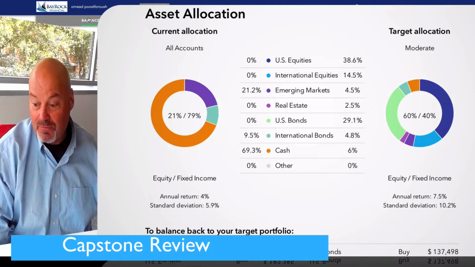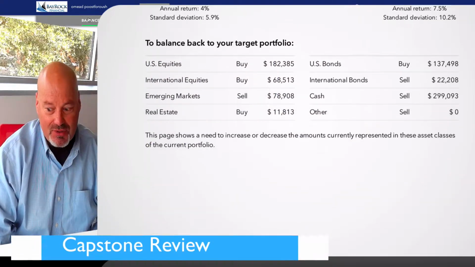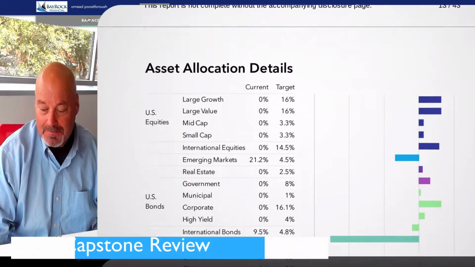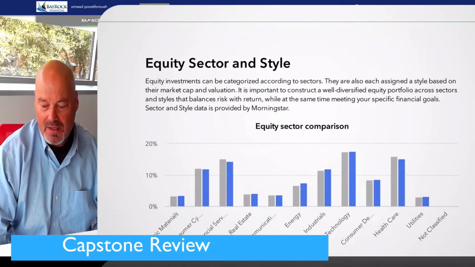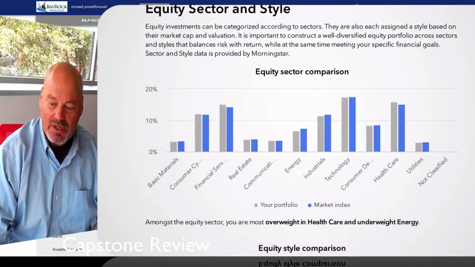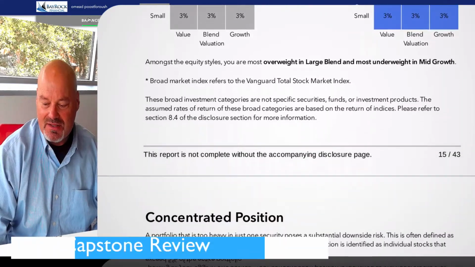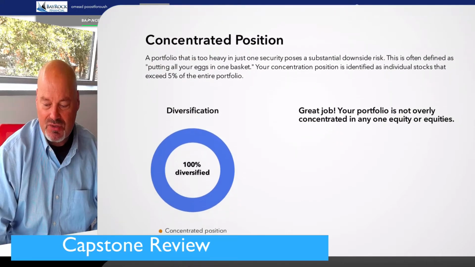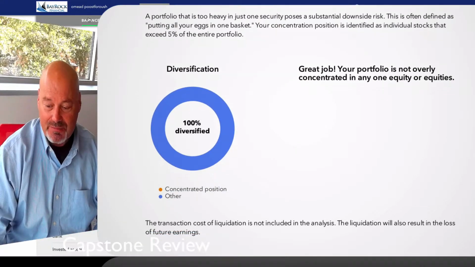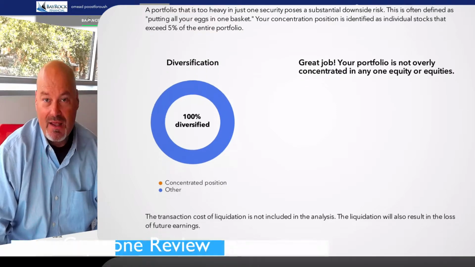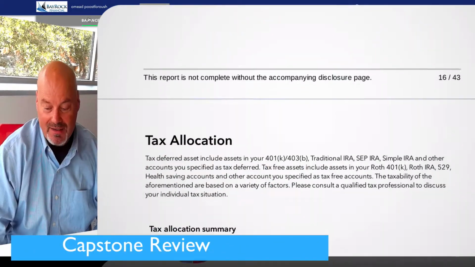So back to the report. This is your capstone assignment report, and it just goes into more detail about equity, sector, and style. This just drills down into the investment holdings. So do you have a concentrated position? Omiyad does not. He's diversified.